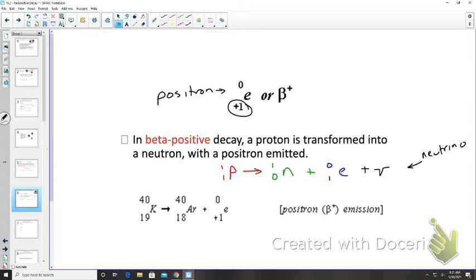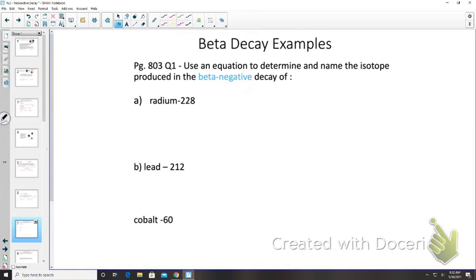And here's an example, potassium dissociating into argon and a positron. We have our atomic and mass numbers being conserved here. So we have beta negative where an electron is being emitted, and beta positive where we have a positron being emitted. So let's look at some beta negative decays.